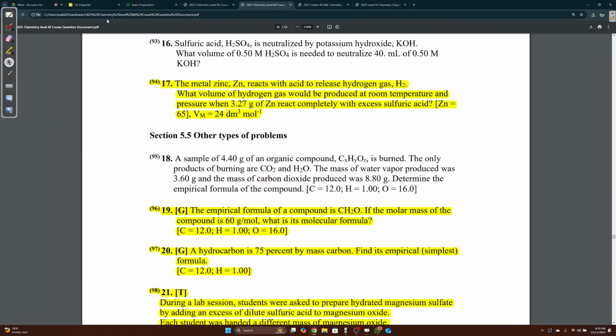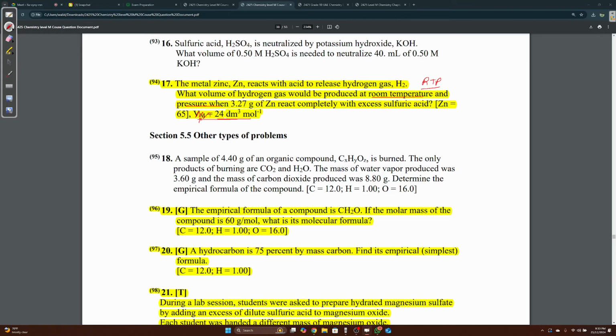Okay, the metal zinc reacts with acid to release hydrogen gas, H2. What volume of hydrogen gas will be produced at room temperature and pressure? So they want RTP. RTP is important, but sometimes they give it to you. When 3.27 grams of zinc react completely with excess sulfuric acid. Okay, and they gave it to you. The Vm is 24 dm cube because we're at RTP.